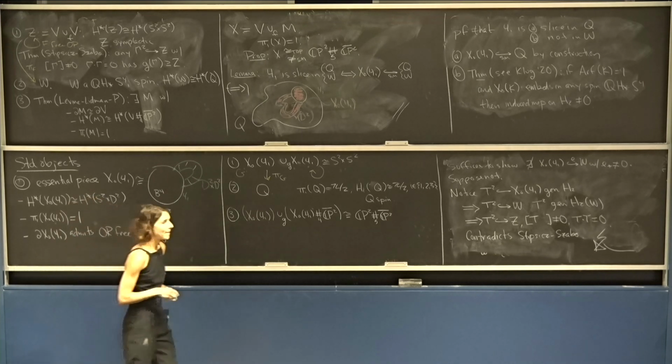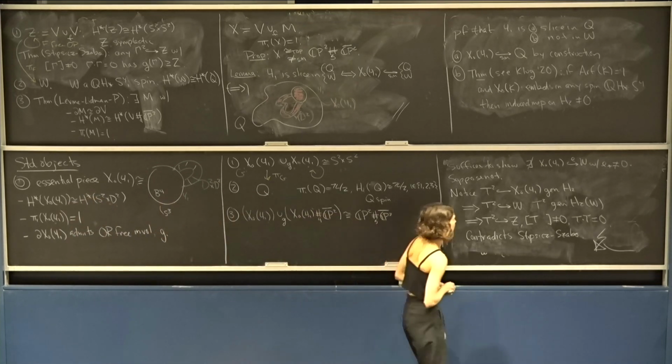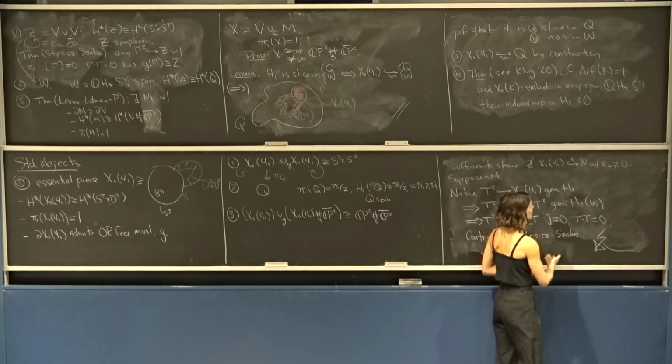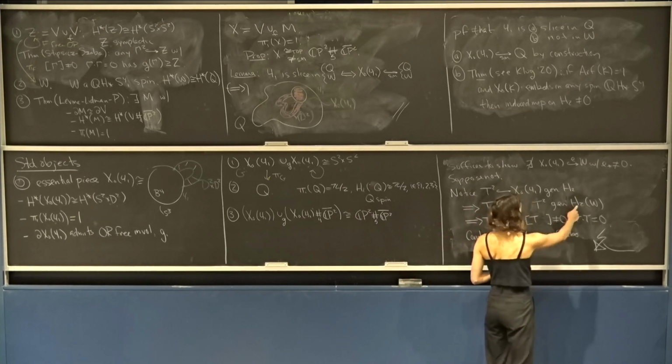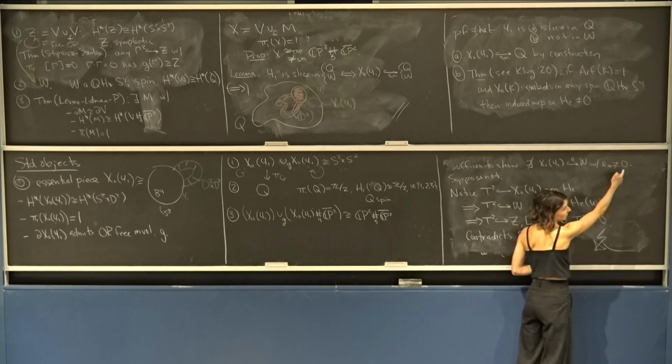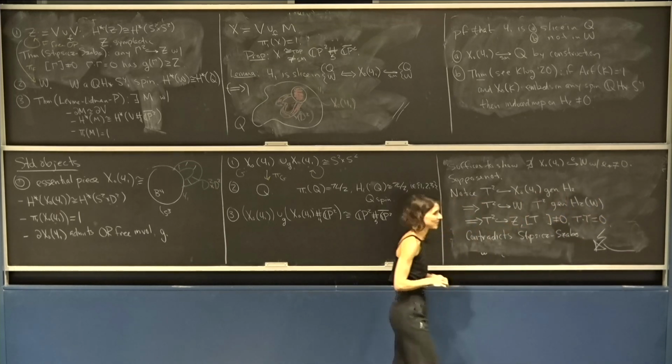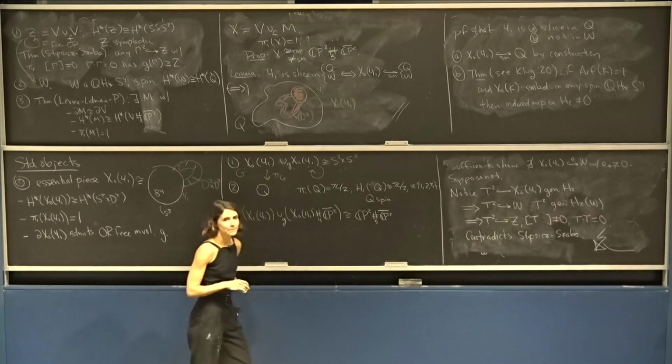Yeah. Because H2 of W is just Z mod 2, and I'm assuming that this map is not the 0 map. So yeah, not many options.